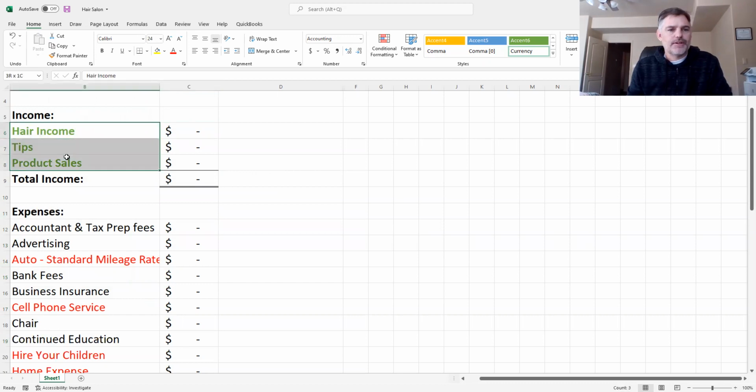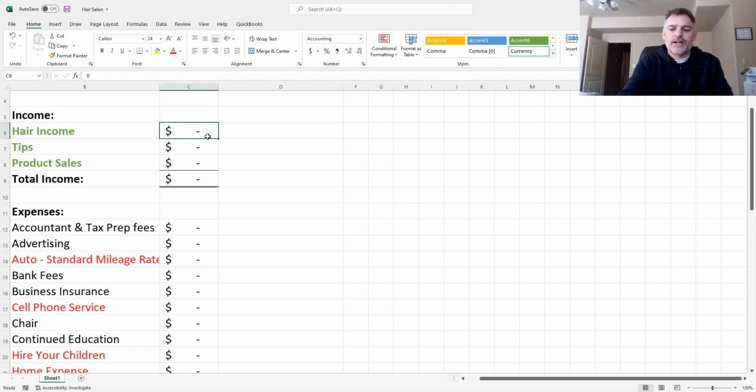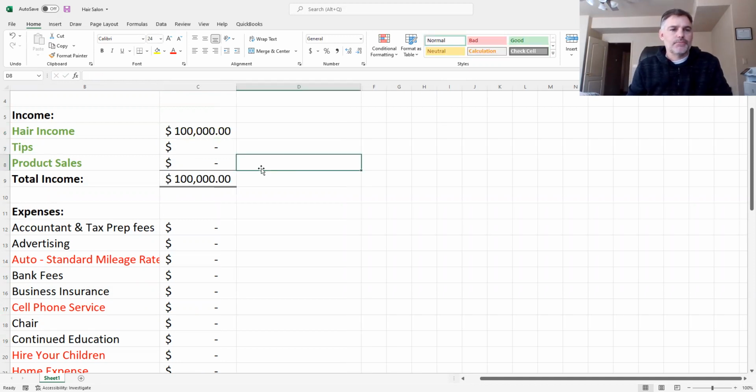Right up here, I put these items in green because we want to make some money. So money green. You can have income coming in from nail or hair, and I don't know, maybe you're a tattoo artist, anything like that. So just picture this would be your income right here. I'm going to put in $100,000 right here, and I'll show you why down below.